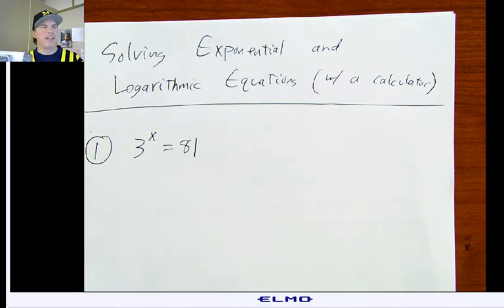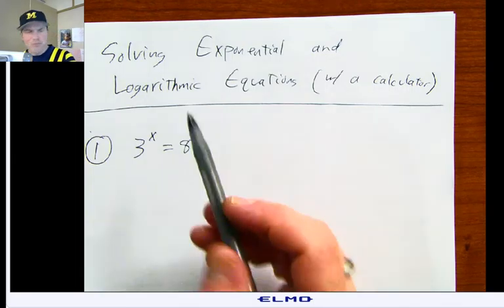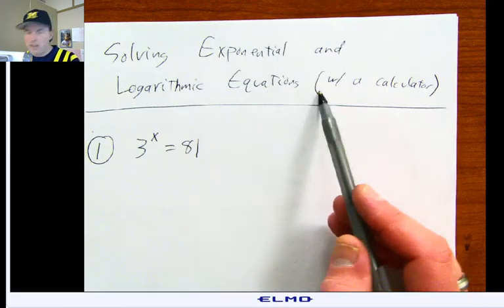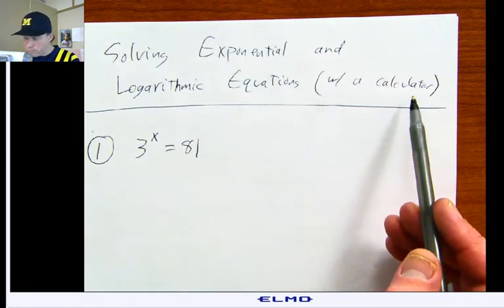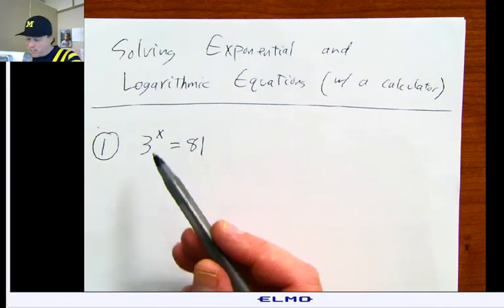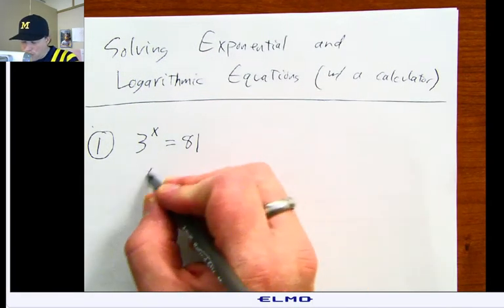Now, this lesson is actually meant to be watched on Tuesday and pertains to the classwork that we're going to be doing on Wednesday, the Wednesday before Thanksgiving. We're going to be solving exponential and logarithmic equations, this time with a calculator. So I look at number 1 here. I see 3 to the x equals 81. I know this one. It's x equals 4.